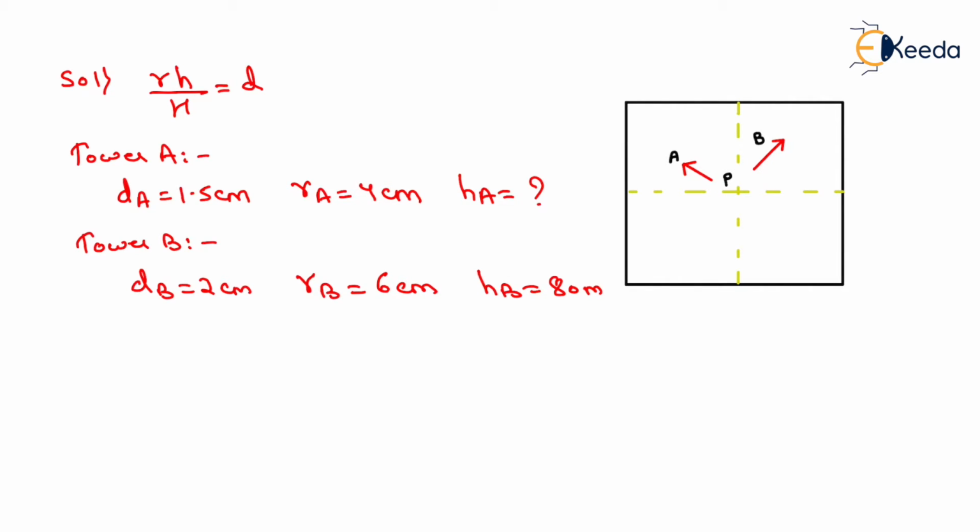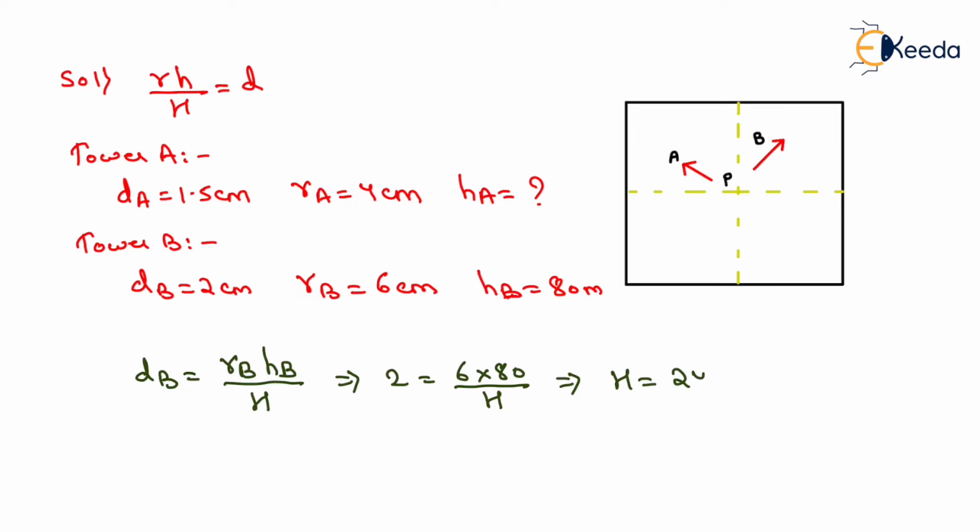Now for tower B all the values are given. So we will use the formula dB equals RB into HB upon capital H. On putting the values, dB equals 2, RB value as 6, HB value as 80, and capital H as capital H, we will get the value of capital H equals 240 meter.